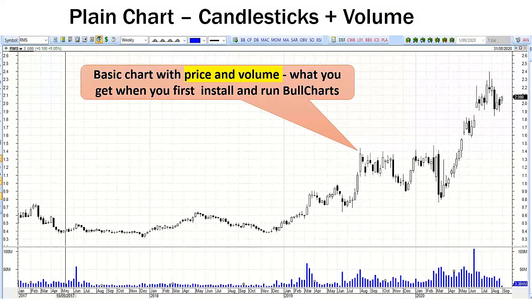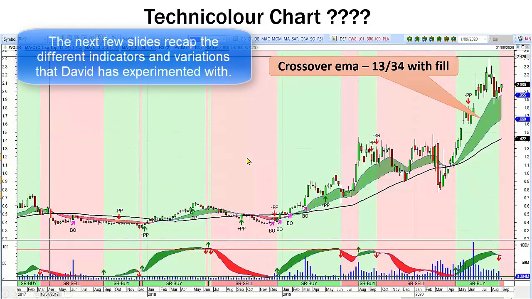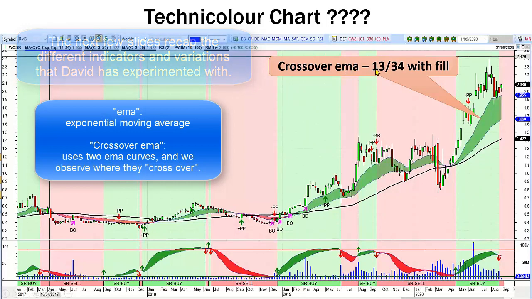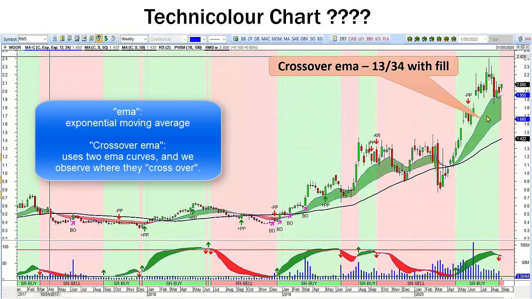So, as we all know, when we first get Bull Charts, this is what we get. We get a basic black and white candlestick chart and volume, and from there you can do all the things that you want. So this is what I call my first one, my Technicolor chart, and it's fairly psychedelic. I started off with an EMA 13/34 with fill, and candles that were both green and red.